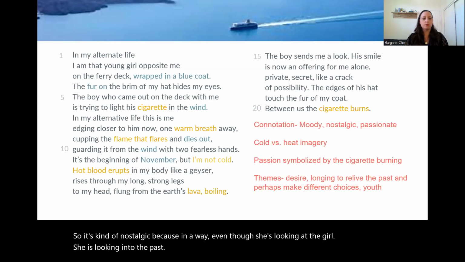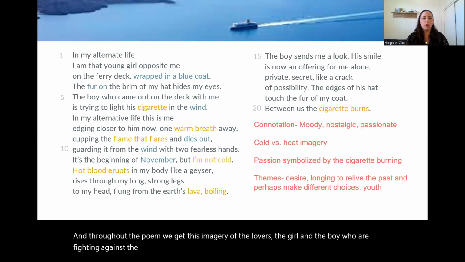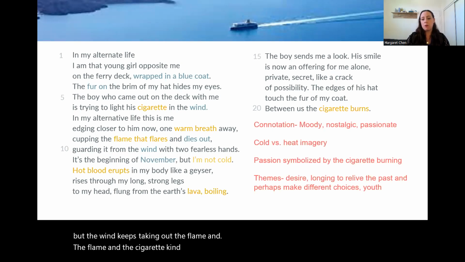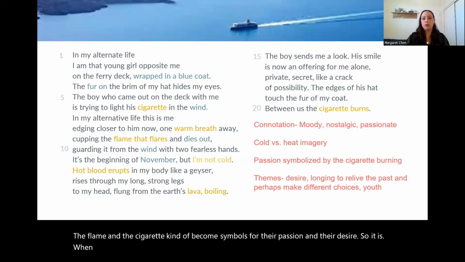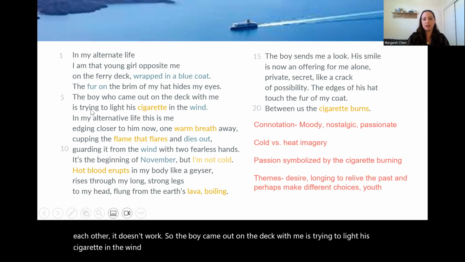And throughout the poem, we get this imagery of the lovers, the girl and the boy, who are fighting against the cold. So the girl is wrapped in her coat. The boy is trying to light a cigarette, but the wind keeps taking out the flame. And the flame and the cigarette kind of become symbols for their passion and their desire. So when they're separate, when they are not working together, when they don't have passion for each other, it doesn't work. So the boy came out on the deck with me, is trying to light his cigarette in the wind. He can't do it.